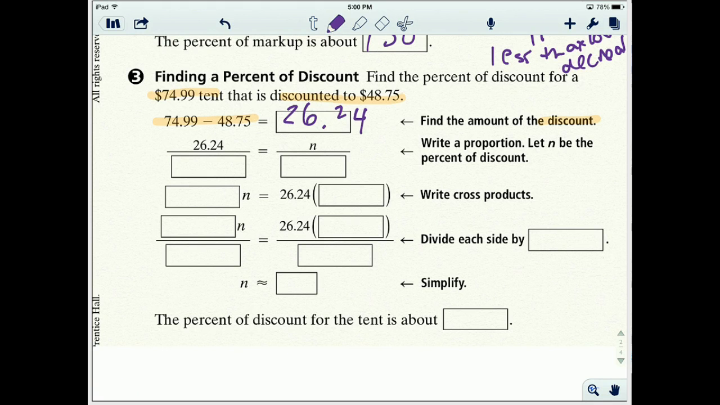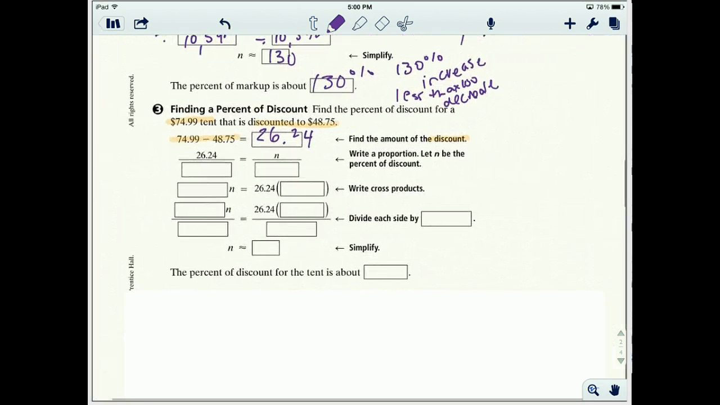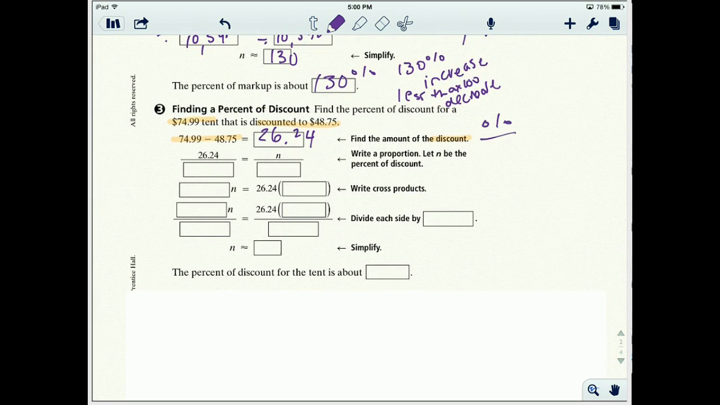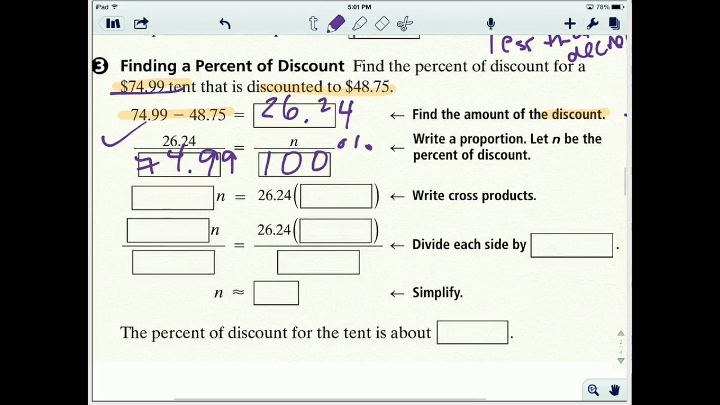And we set up our proportion. Again, remember, guys, it's going to be percent over the total percent, the change over the original. In this case, my change was 26.24. That's right here. My original amount was 74.99. I don't know my percent, but it's going to be over 100%. So let's go ahead and see what's going to happen next.